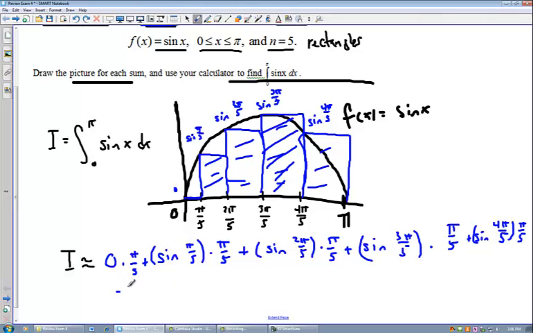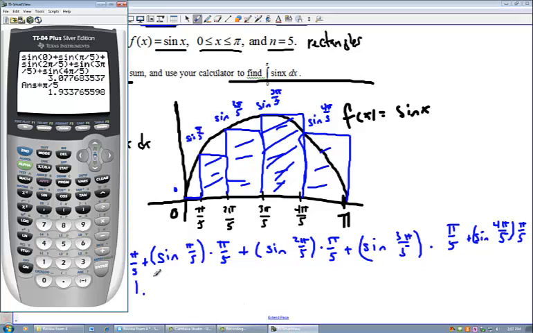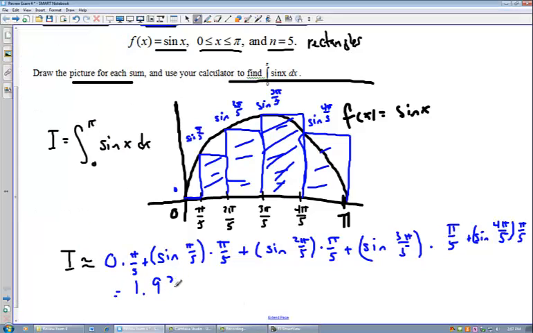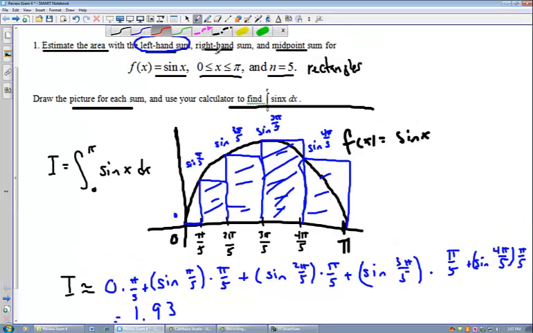So this is equal to, let's say, 1.93. Let's just do 2 decimal places. I can also do the right-hand rule, and let's do that one in red. Okay, so we did the left hand in blue. Let's do the right-hand sum in red.